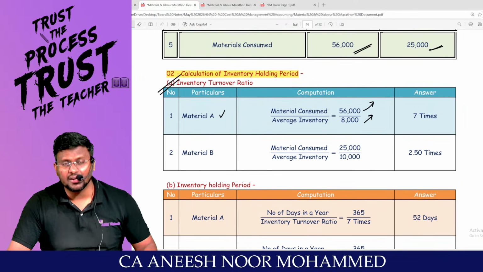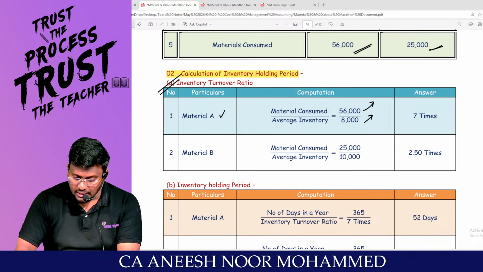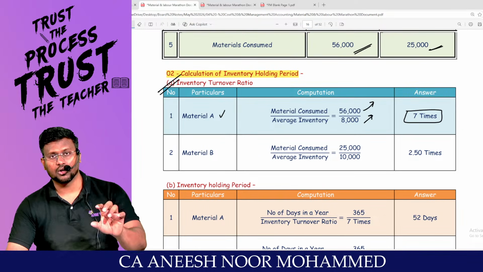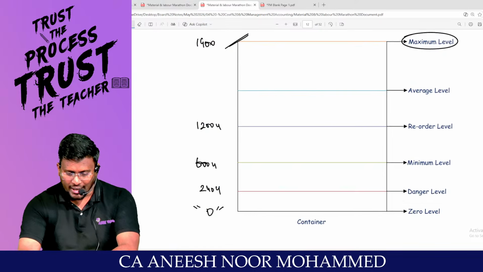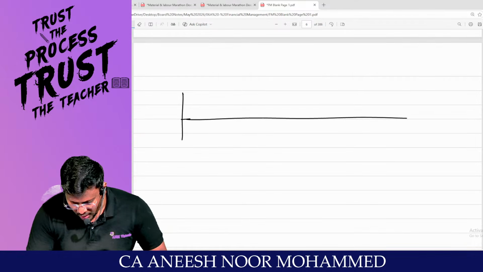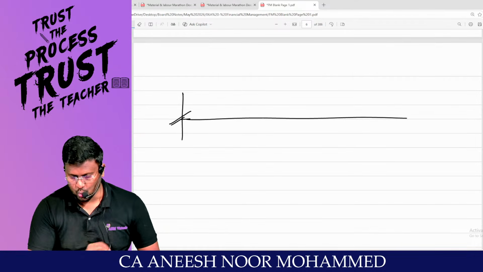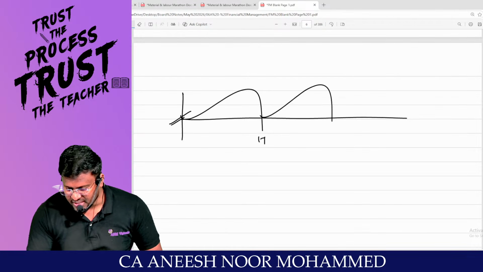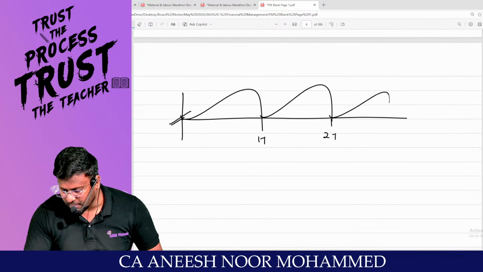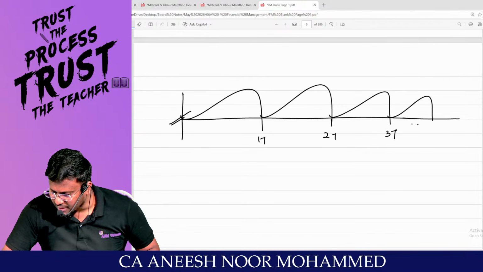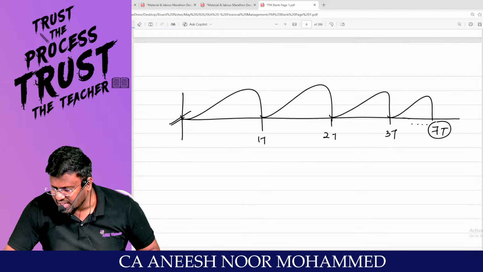So what is the raw material consumed? 56,000 divided by 8,000 means 7 times is the raw material turnover ratio. What does the 7 times represent? From the start, the raw material is already there in the stores. I would have purchased raw material and it would have gone out one time. Then I purchased again and it went out a second time, then a third time. Like that, 7 times it has happened during the year.